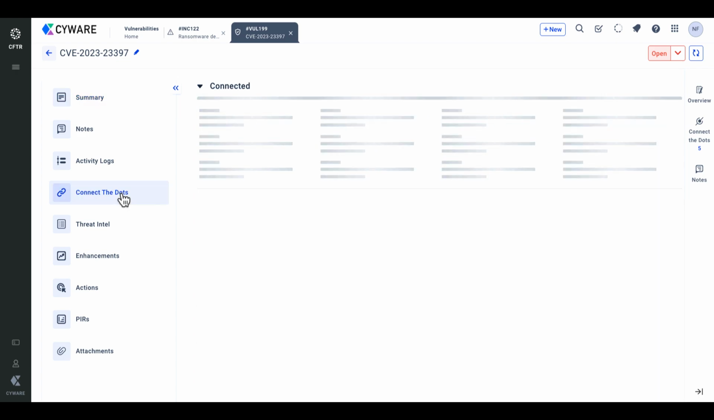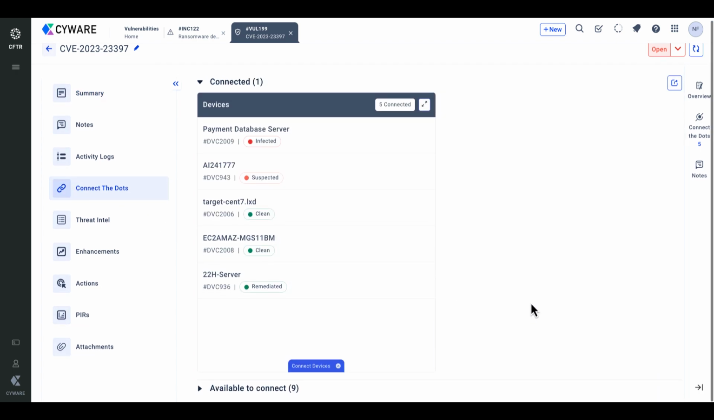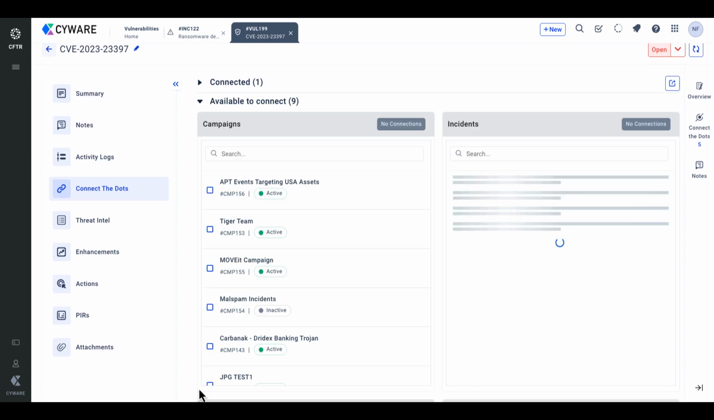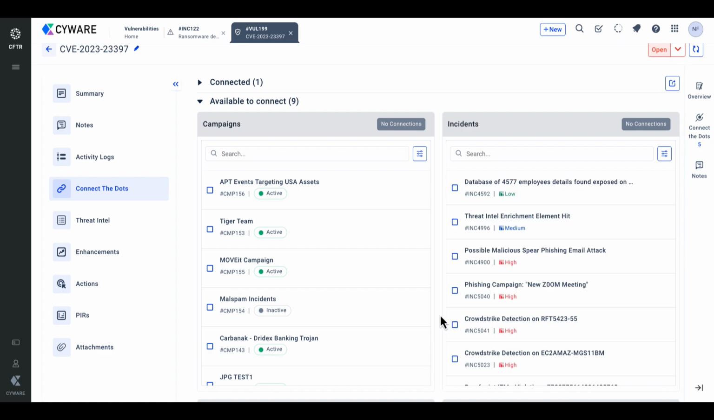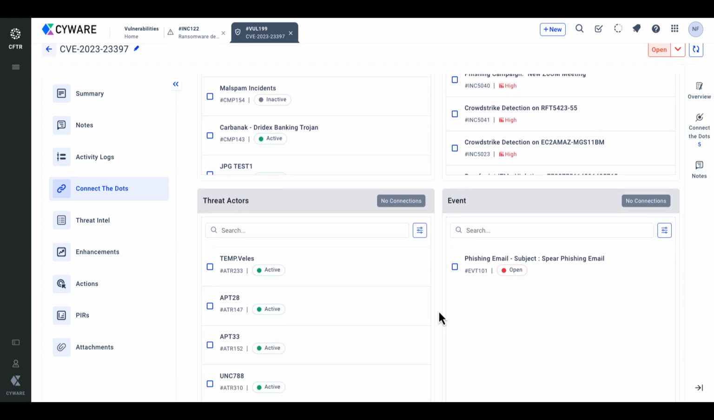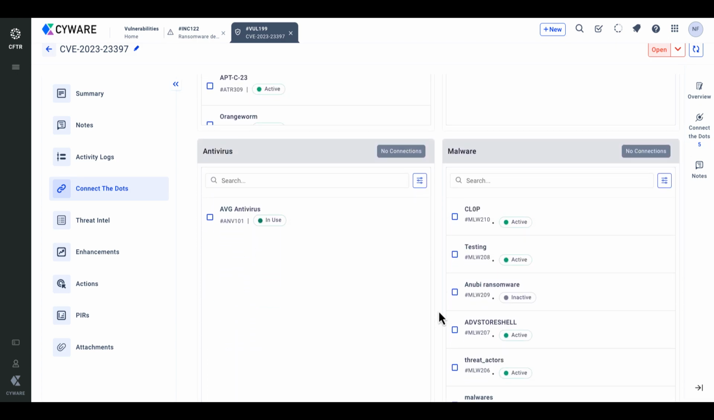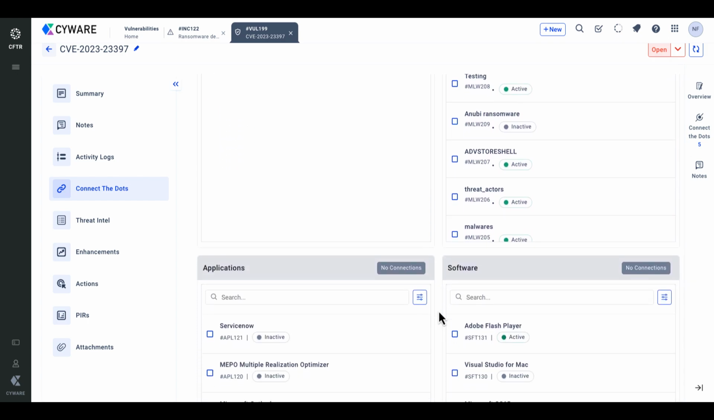The Connect the Dots feature enables security analysts to draw contextual intelligence on complex threat campaigns, identify potential attacker trajectories, and establish hidden threat patterns by uncovering correlations between isolated threats and incidents. Using Connect the Dots, you can connect various types of Respond modules that are related to a module. You can add connections from the Module Overview and the Connect the Dots tab.